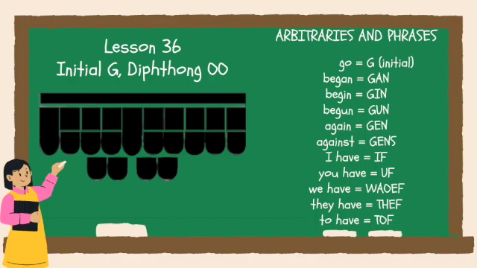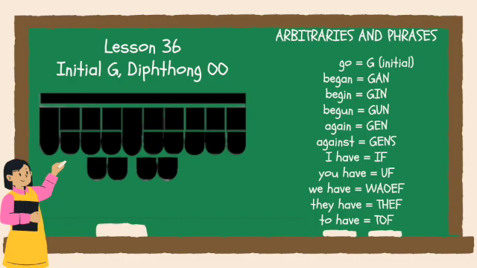And then we have phrases. I have, vowel I, final F. You have, vowel U, final F. We have, initial W, long E, final F. They have, initials TH, vowel E, final F. And lastly, we have to have, initial T, vowel O, final F. Okay?